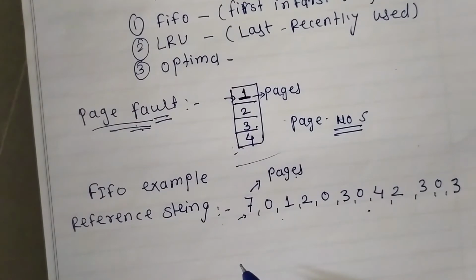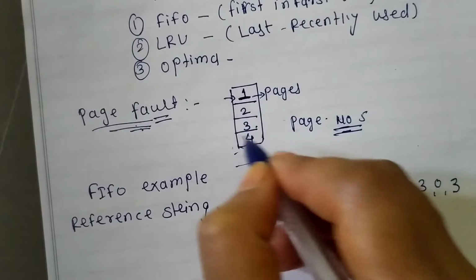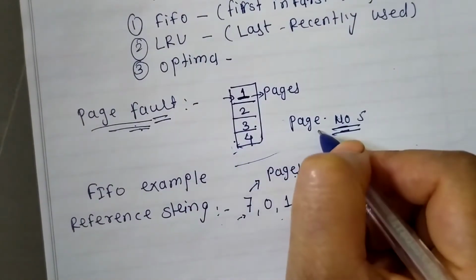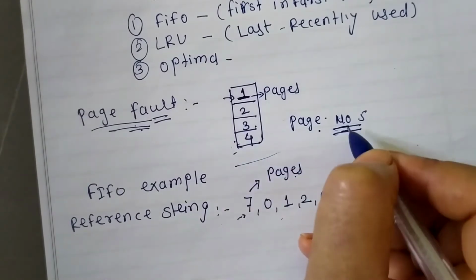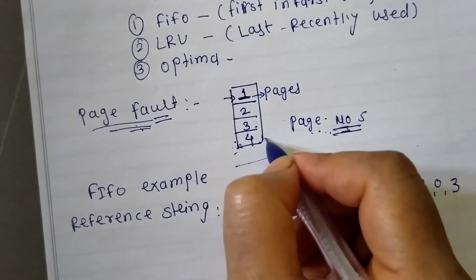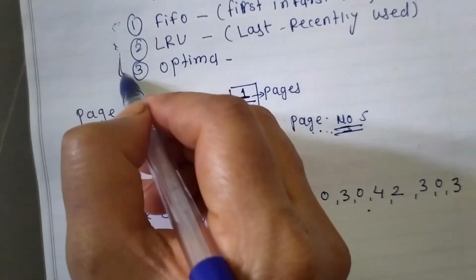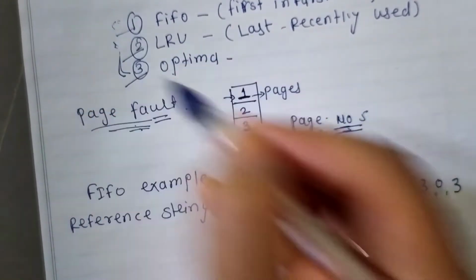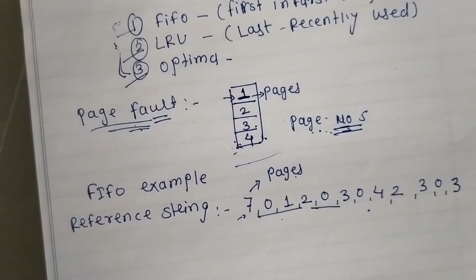Whenever a page fault occurs, we have to bring that reference page into the memory. That is called the page replacement algorithm. If page number 5 is not available in the main memory and the CPU is demanding that page, then we have to bring that page into the main memory. For that purpose you can use any one of these page replacement algorithms.